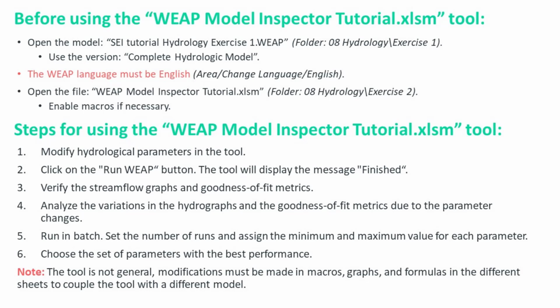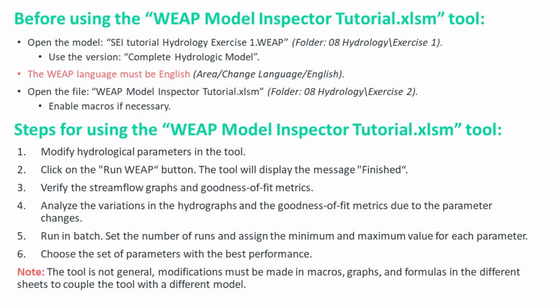We will follow these 5 steps to use the tool. First, we need to modify the hydrological parameters in the tool, not in WEAP. Second, execute the macros by clicking on the Run WEAP button. The run time depends on your computing capacity. Third, verify the streamflow graphs and goodness of fit metrics.